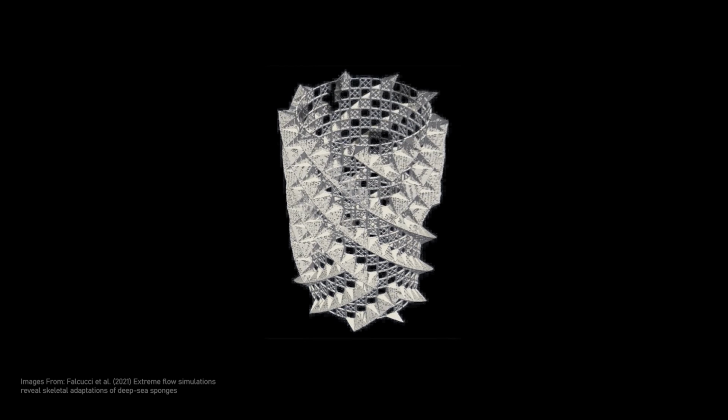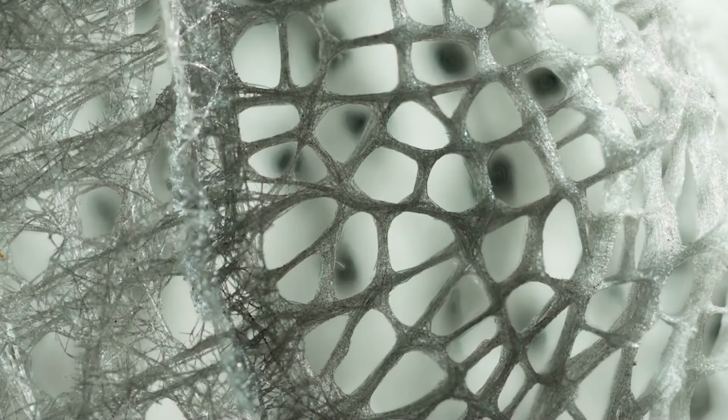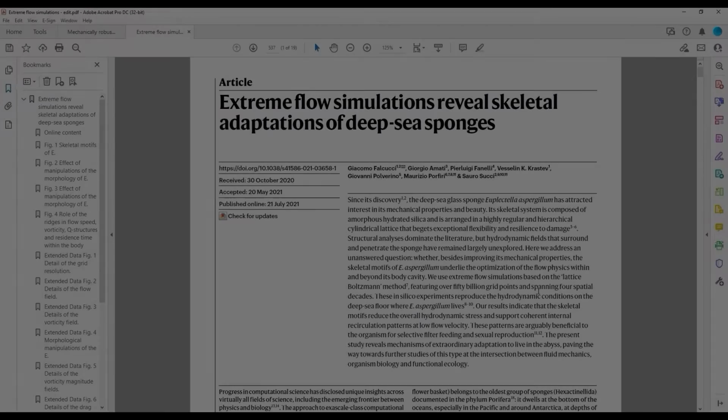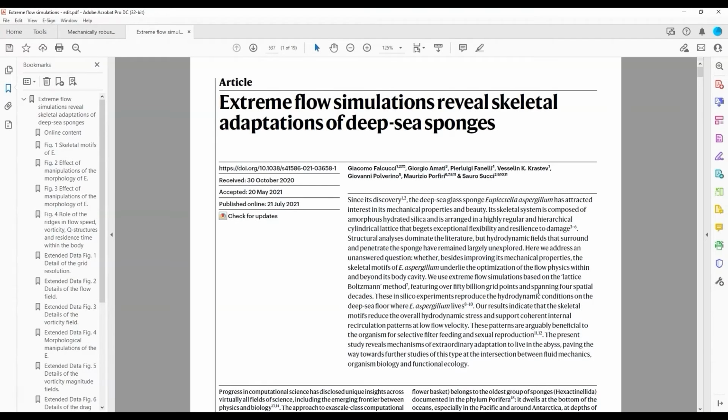And so, like everything in nature, nothing has just one function, and that's true for the structure of this glass sponge. It's not just there to provide structural support. So this paper here that's examining the fluid flow through the sponge looks into some overlapping functions of the sponge's silica structure. This paper is looking at the lattice also, but beyond the mechanical properties, these skeletal motifs, these patterns, also have another function related to optimization of the flow physics. That's what they're pointing out here. And so this is not just to reduce the overall hydrodynamic stress, which is of course related to the function I just mentioned, provide structural integrity, but also to support coherent internal recirculation patterns.